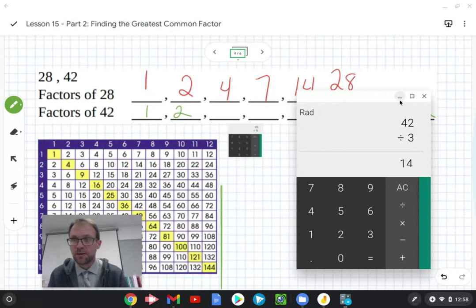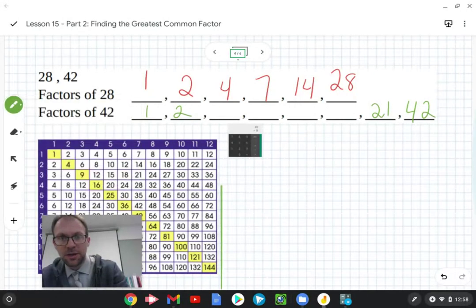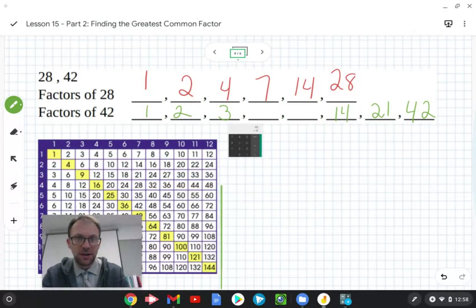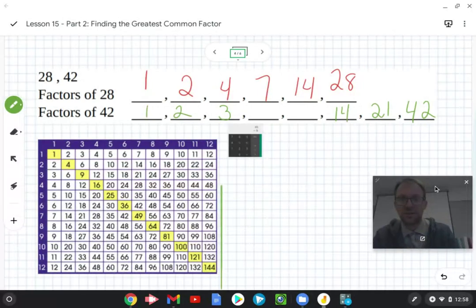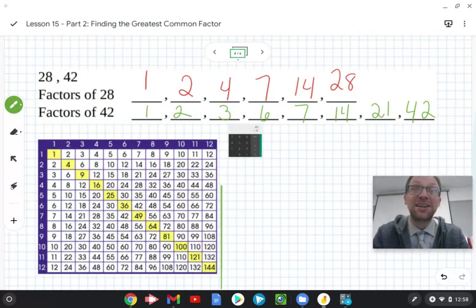Okay. So I know I'm getting closer to my final list here. 3 times 14 is 42. I only have 2 left now. And here's where reflex math comes in. My final factor pair, of course, I know that 6 times 7 is 42. And I have a complete list. So now I have factored out both 28 and 42, and I have to find all the factor pairs that they have in common and then find the greatest.